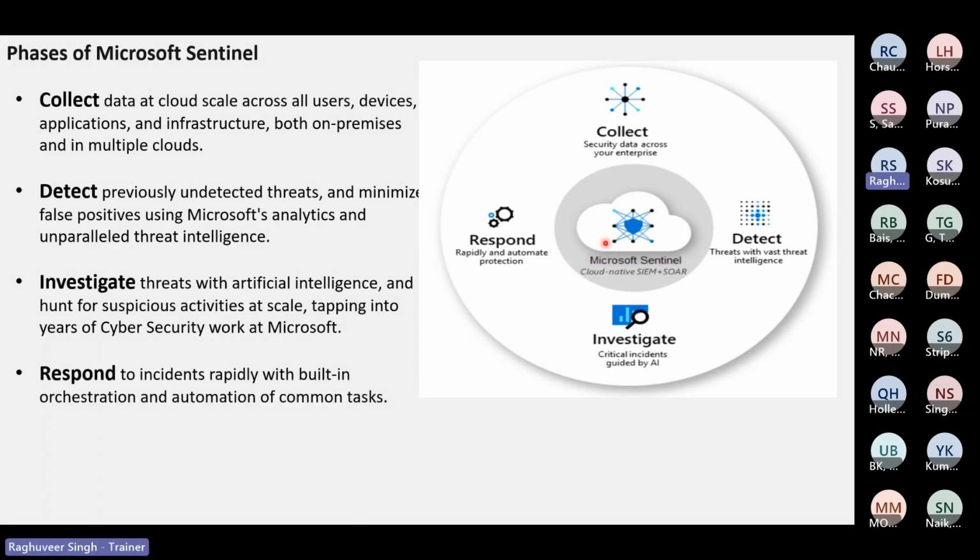And then in the end, the phase is respond. How do we respond to incidents? If there are 200 incidents, will I be responding to each incident one after another? Do we have an automation scope? Can I have some automation built in through which I can do the initial triage, I can do the initial response, or I can take the initial action? So that's what respond is, where Sentinel has built orchestration and automation of common tasks. So these are the four phases of Sentinel.